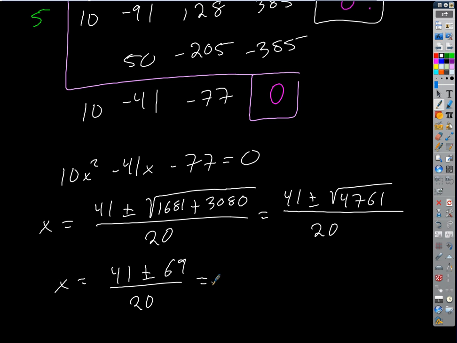So what's that give us? If we take the plus, what do we get? If I take the plus, I'm gonna get 110 over 20, so x equals 11 halves, right? If I take the minus, just bear with me here, I'm going to get negative 28 20ths. I can divide those by 4 and get negative 7 fifths, right?